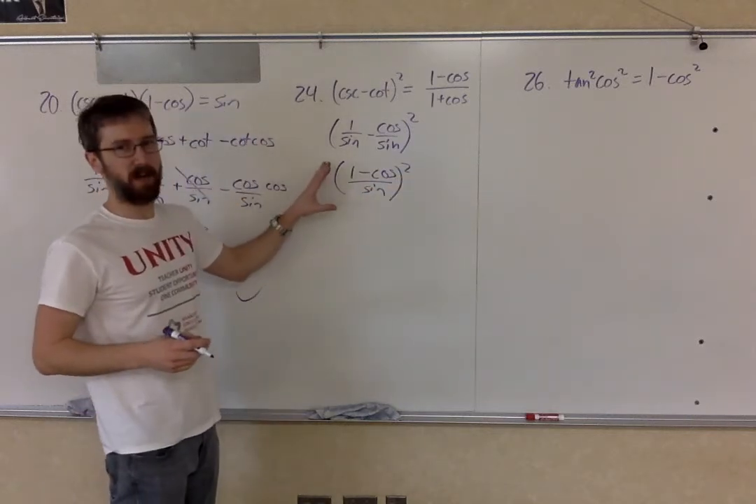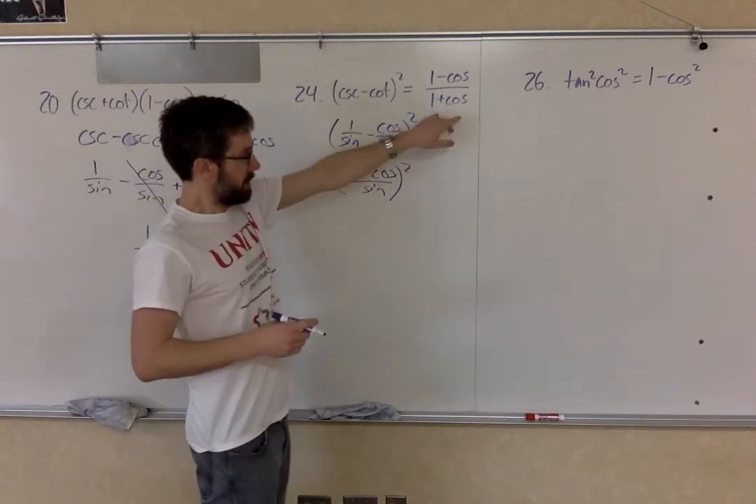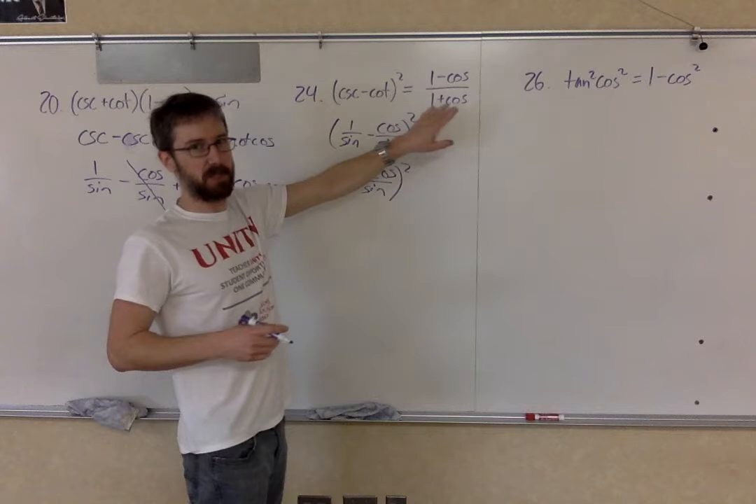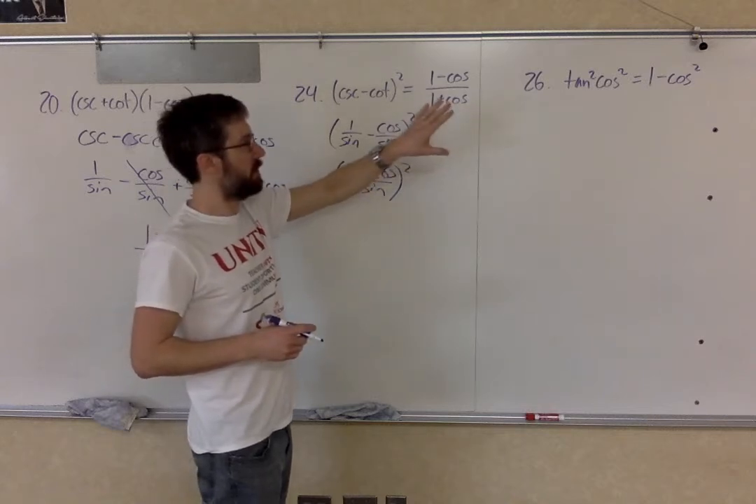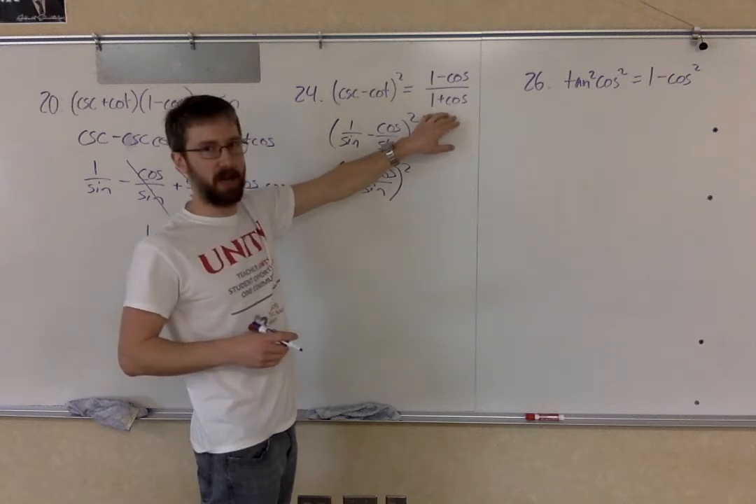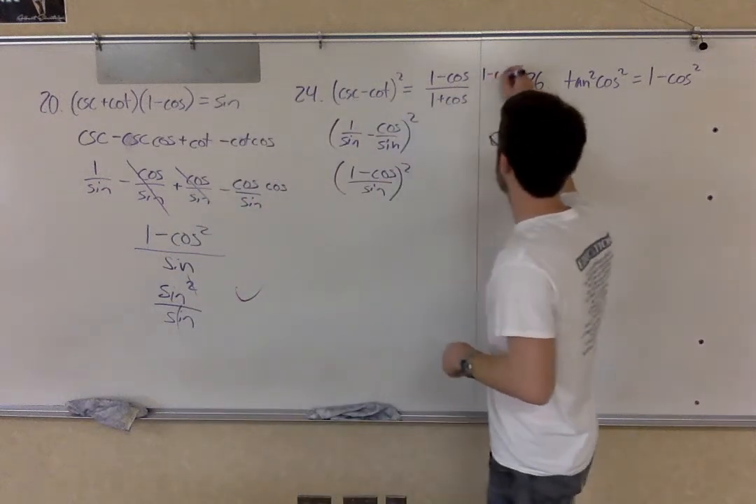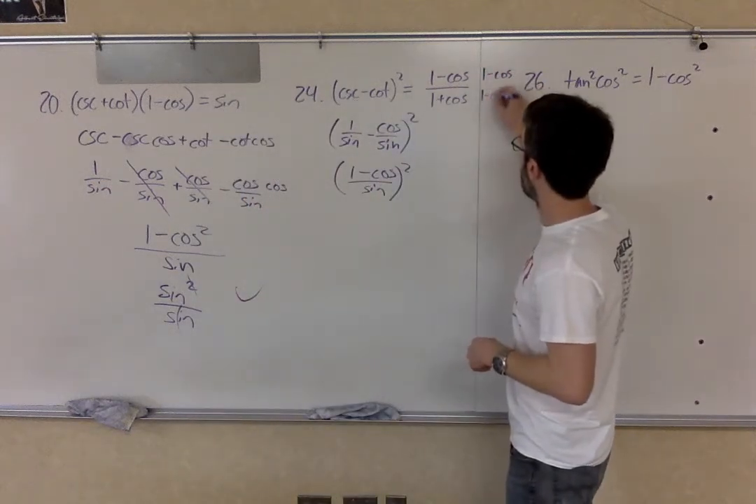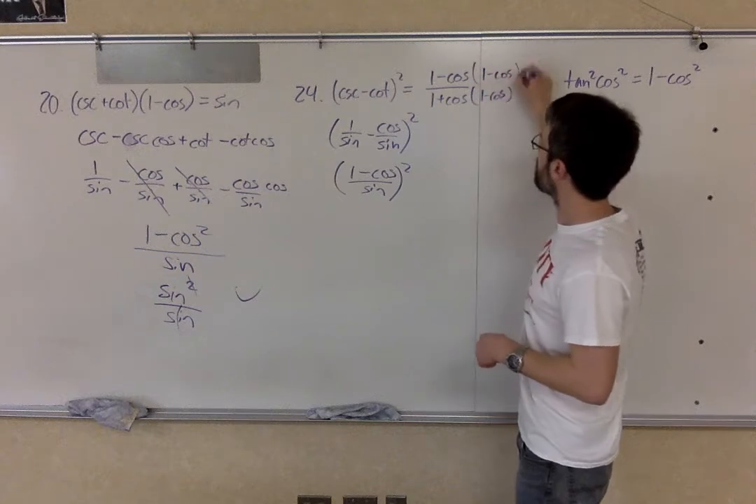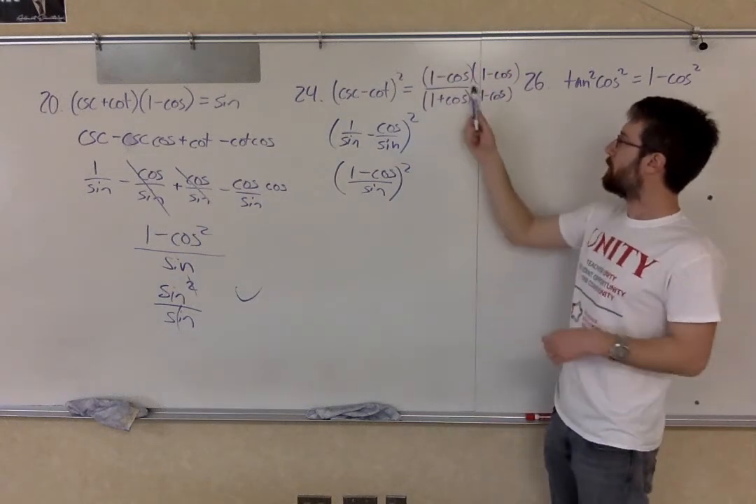I'm not going to simplify this side any further. I'm going to start focusing on this side now. Here is a case where I'm going to use the conjugate to reduce this fraction a little bit. I've got a 1 plus cosine on the bottom, so I'm going to multiply 1 minus cosine on top and bottom.